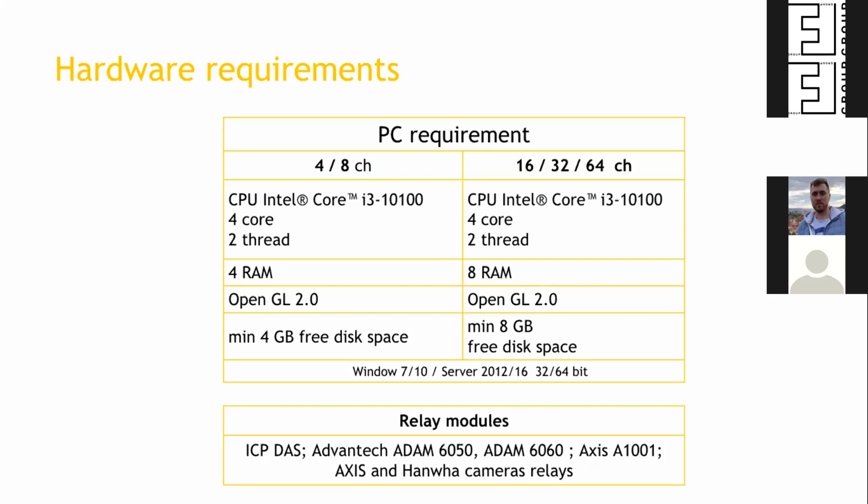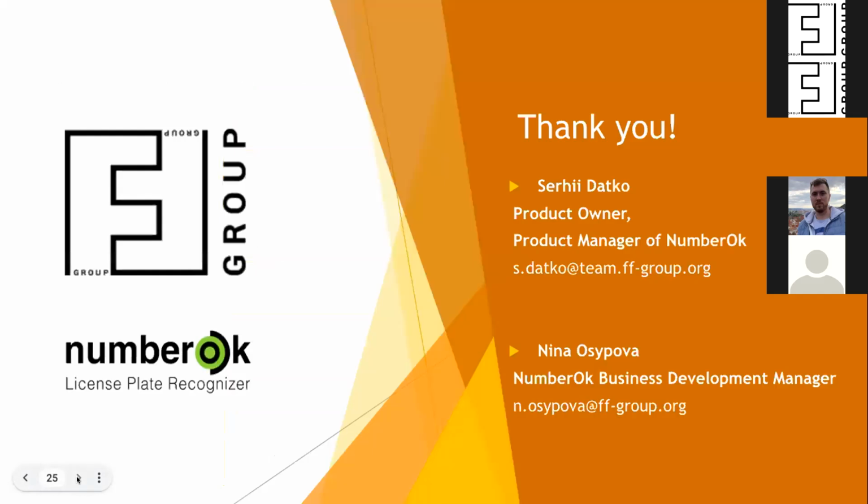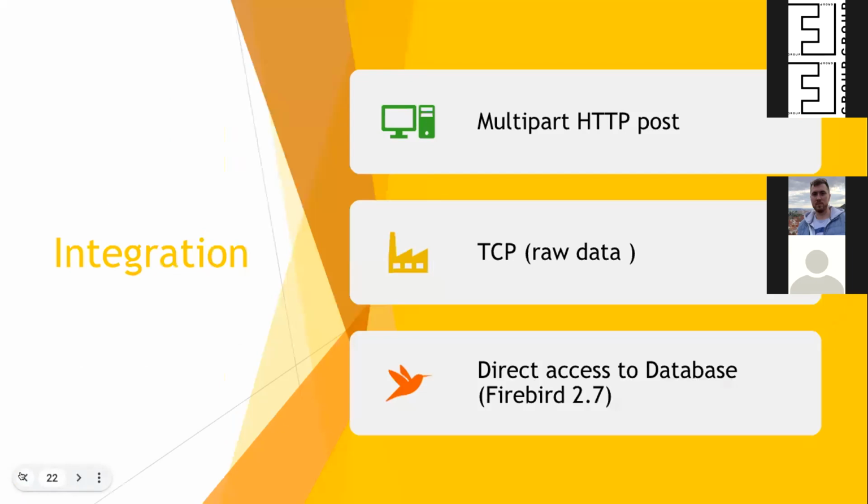The second question was about cooperating with a SCADA system. By default, NumberOk has two possibilities for integration. The main one is that NumberOk can transfer all the recognition data to your SCADA, for example. For this, you will also need to make the integration in SCADA. We can send JSON packages via HTTP protocol, or it could be integrated via TCP protocol. But yes, this integration should be done on the SCADA side. I hope I answered your question.